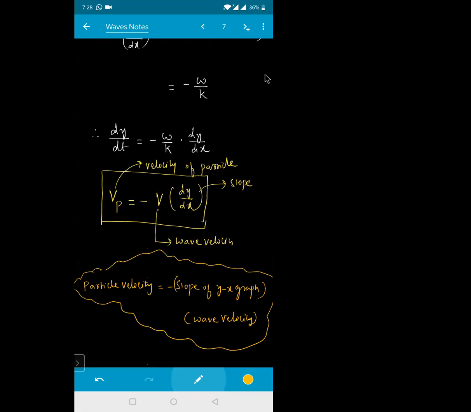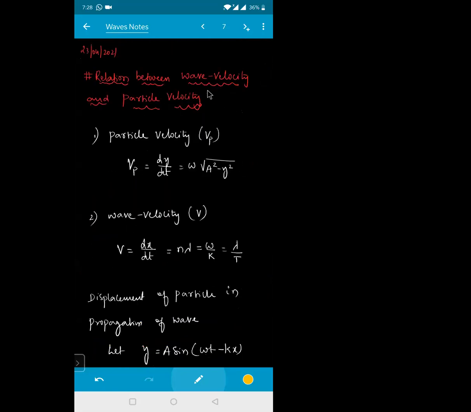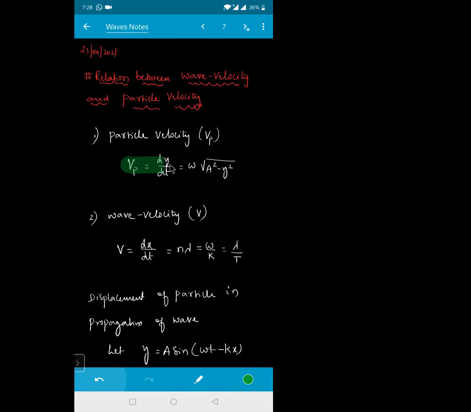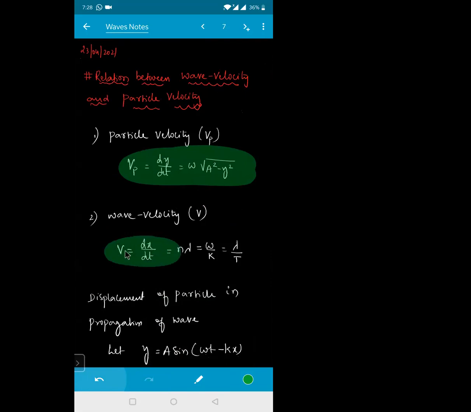Once again, come back. We are talking about the relation between wave velocity and particle velocity. Particle velocity is represented by Vp. This Vp value will be equal to the velocity of the particle, dy by dt, which equals omega into the square root of a square minus y square. Wave velocity is represented by dx by dt, which equals omega by k, or lambda by T.